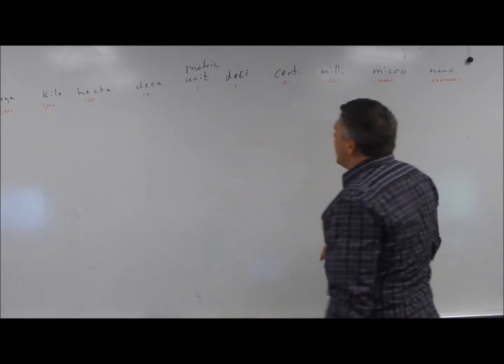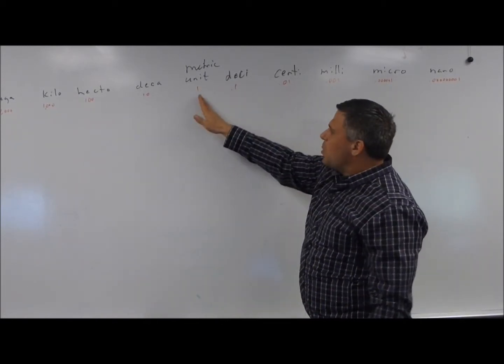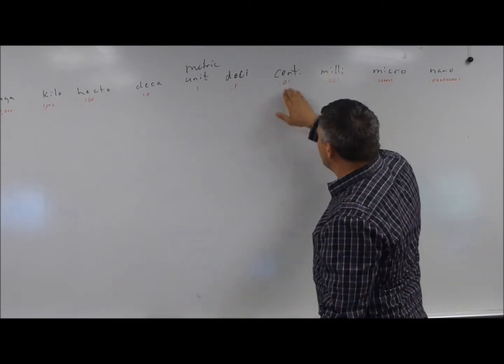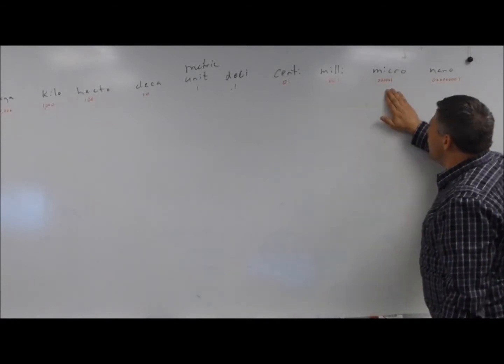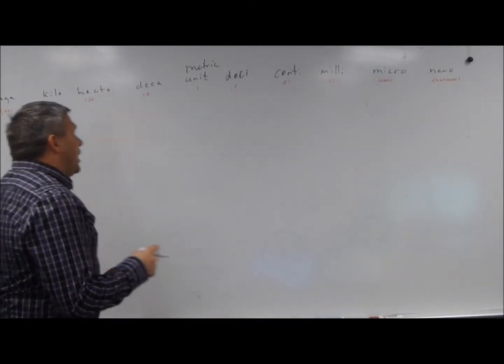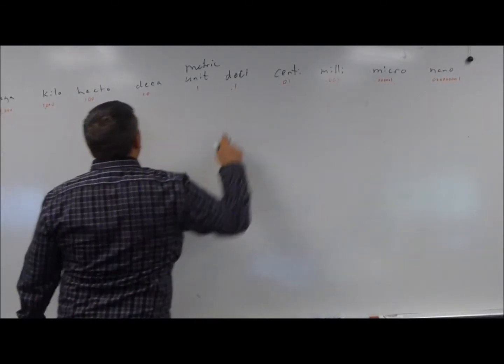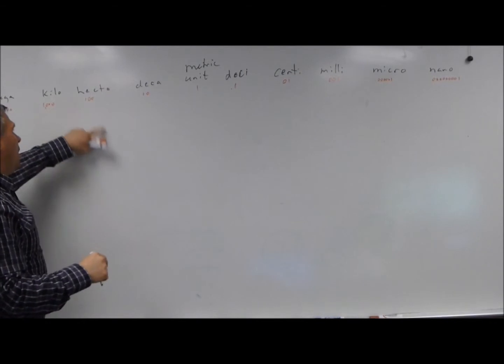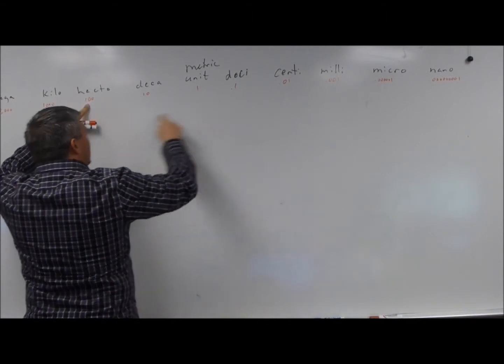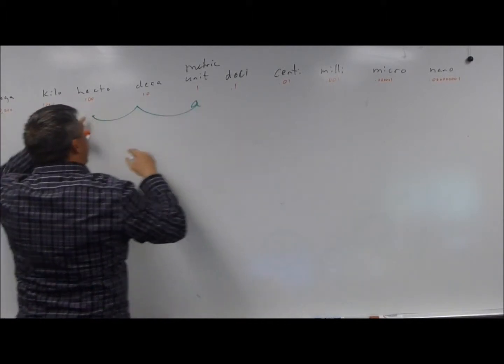And as we go down from 1, we go to 1/10, we got deci. 1/100th is centi. 1/1000th is milli. 1/1,000,000th is micro. 1/1,000,000,000th is nano. Okay? So the easy part to this is if I have 1 hecto, it's going to give me 100, because I got to go back 2 spots. If I have 1 hecto, I actually have 100 units.